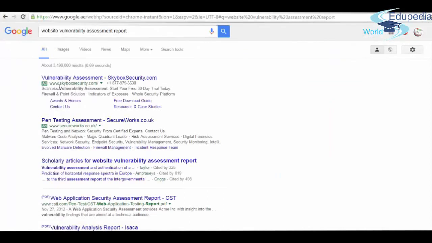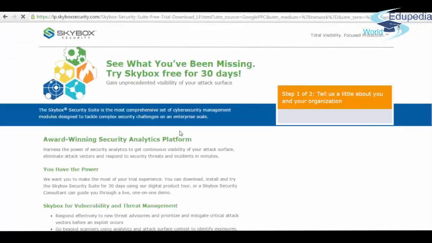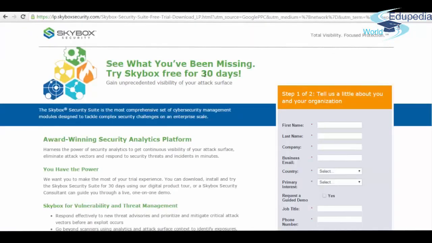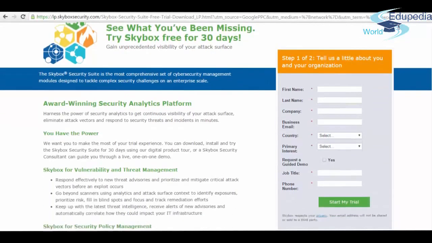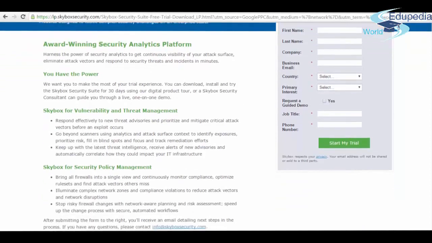Okay, pen testing assessment, and I have this guy here, vulnerability assessment, Skybox security. What they would do is see what you've been missing, try Skybox for free. These people will give you a security analytics platform.